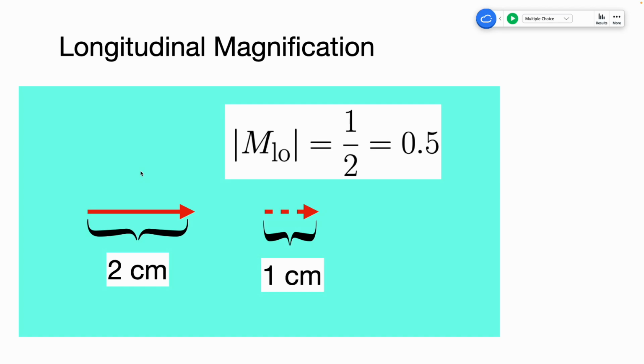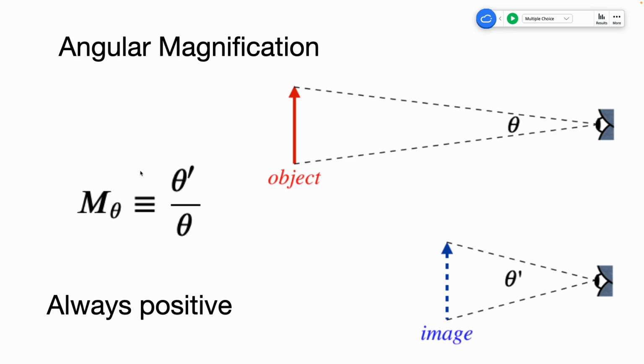Last thing. One last thing. Angular magnification. When you look at the object, the top and bottom will make a light ray with angle theta, and the image might make an angle different than the angle made by the object. So you divide the angles, that's angular magnification. And for the angular case, it's clearly stated in your textbook that you don't care about the orientation. If the image is upside down, you still take just the angle, and the angular magnification is always positive by definition. Yes?